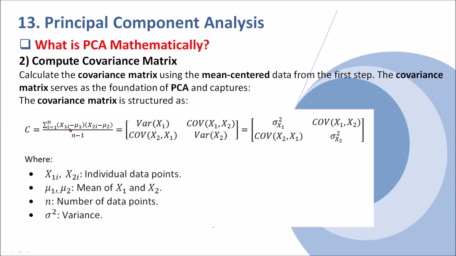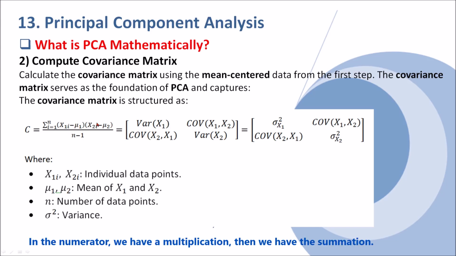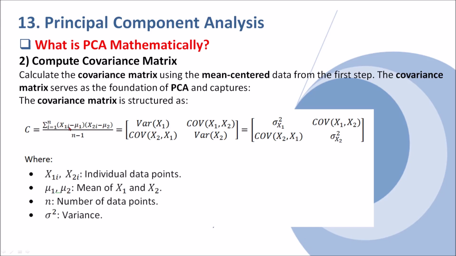Now let's see this. In the numerator, we have a multiplication, then we have the summation. Namely, first we calculate the subtraction of the mean for the first feature, then the mean for the second feature. After that, the corresponding elements are multiplied, then summed from 1 to n. This gives us numbers. Then in the denominator, we have n minus 1.